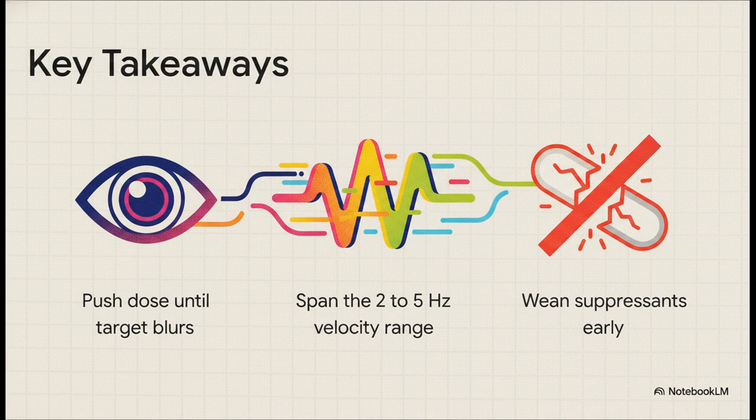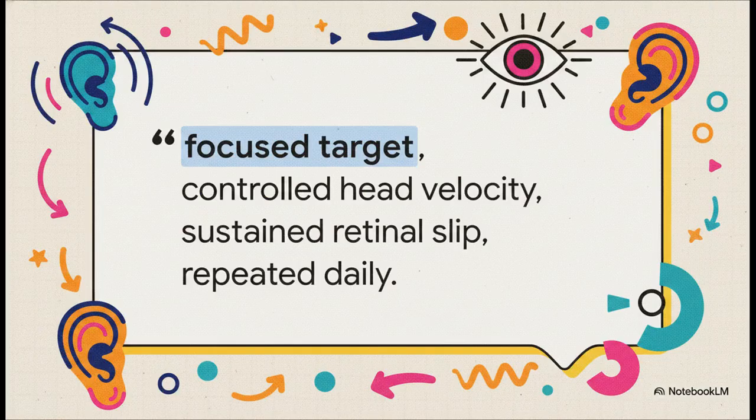Number 2, adaptation is frequency specific. Make sure you're spanning that 2 to 5 hertz velocity range to match the unpredictable, high-frequency demands of daily life. And number 3, advocate to wean those vestibular suppressants early. Remove visual restrictions, get them moving, and let the central nervous system receive the error signals it desperately needs to heal.